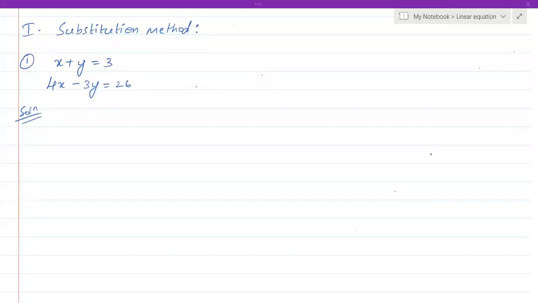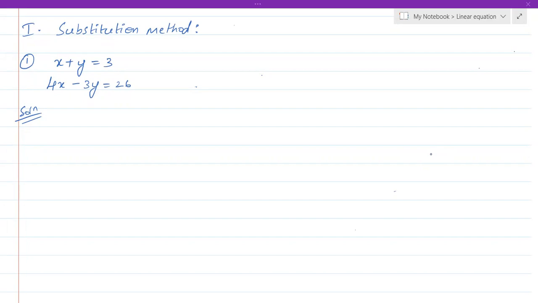Hello students, in this video, let's start with the substitution method. What is the substitution method? It is a method to find the solutions of a pair of linear equations. The name itself indicates we are going to substitute something. Now we have got two equations, isn't it?